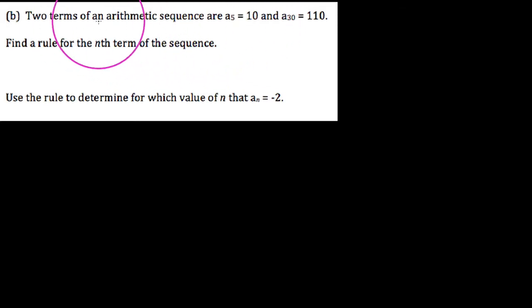We say that two terms of an arithmetic sequence, we know it's arithmetic just because of this, are: the fifth term is 10 and the 30th term is 110. Well, what we want to do is come up with a rule for the nth term in general using this.